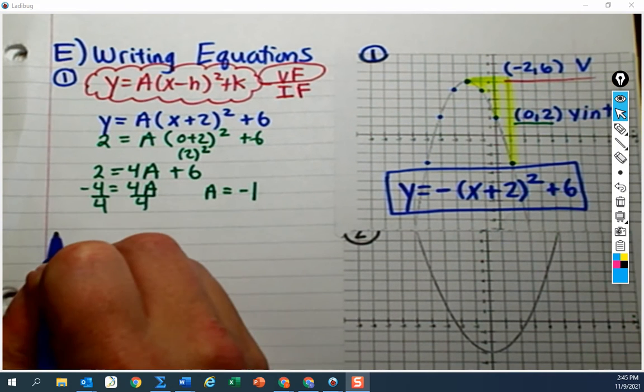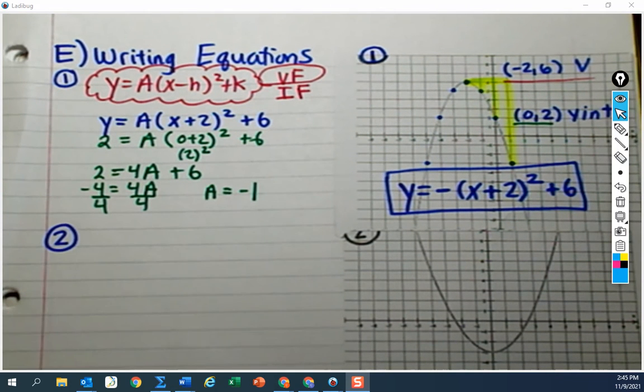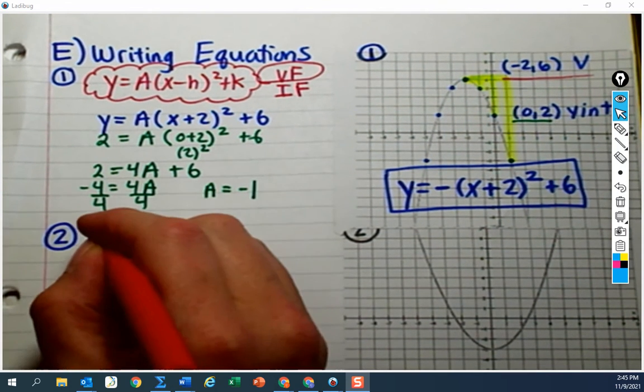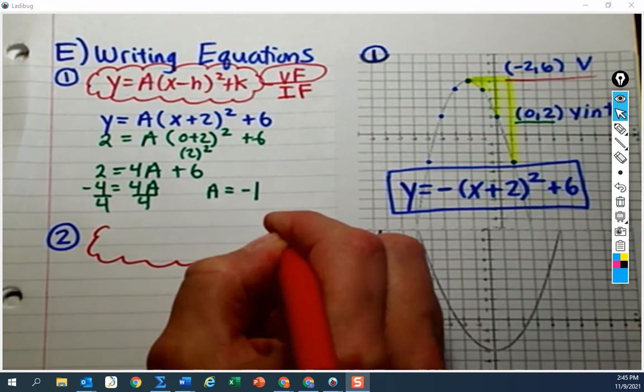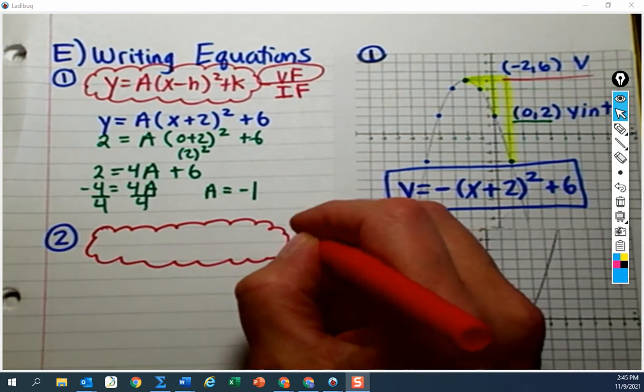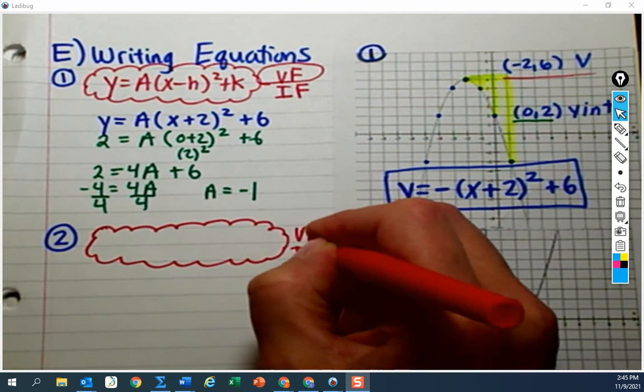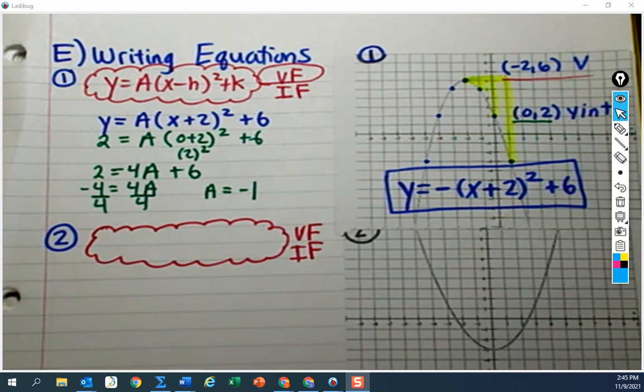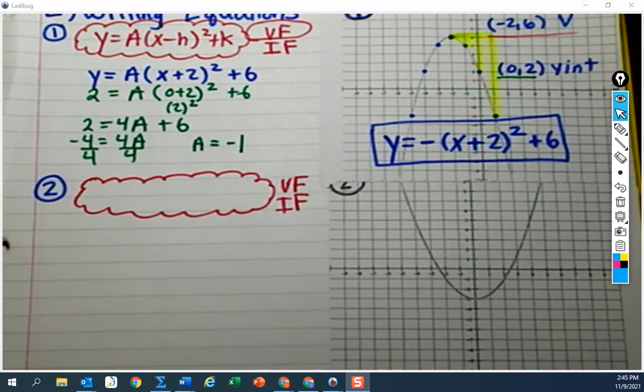Okay, question 2. Thinking bubble, right? Which form are we going to use? Vertex form or intercept form? So before I make that decision, I've got to look at the picture and just figure out what information I have.